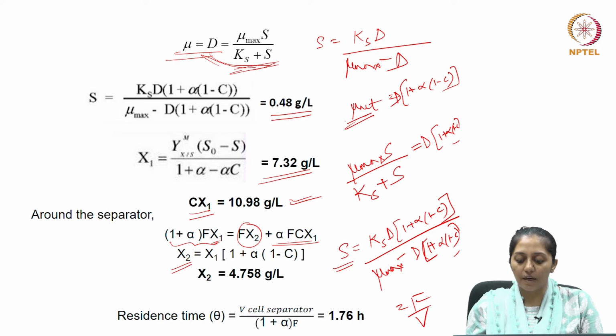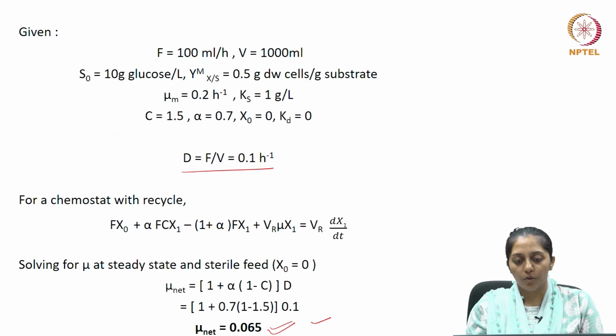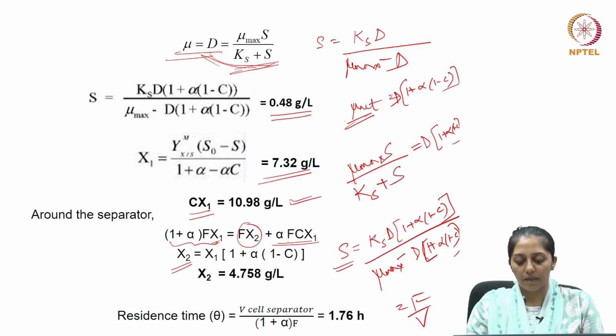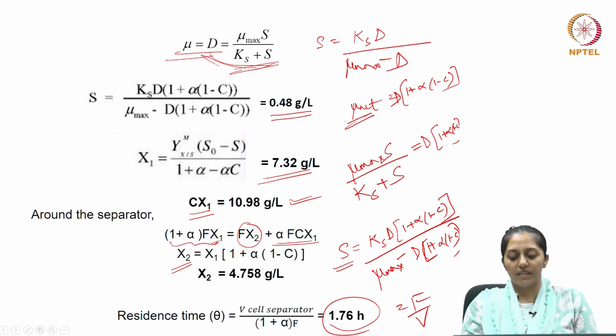Now residence time in the cell separator would be V by F. So the volume in the cell separating device divided by the flow rate, incoming and outgoing will be the same, which is 1 plus alpha times F, and the volume of the cell separator was given in the problem, which is 300 ml. So we can determine the residence time by V by F, where F is the flow rate in the cell separating device, which comes out to be 1.76 hours.